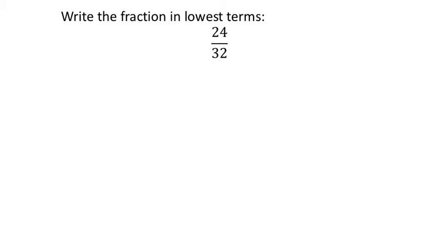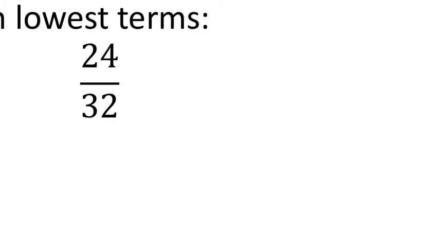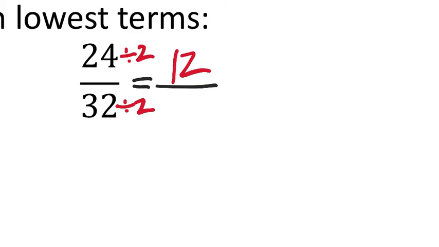So here's an example. We're going to write this in lowest terms. So the first thing I would do is look at 24 and 32. Is there something I can divide both these by and not get a decimal out of? Yep, there is. I could divide 24 by 2 and 32 by 2, okay? Now I know what 24 divided by 2 is. That'd be 12. If you don't know what 32 divided by 2 is, you may have to use some long division. That's okay if you do.